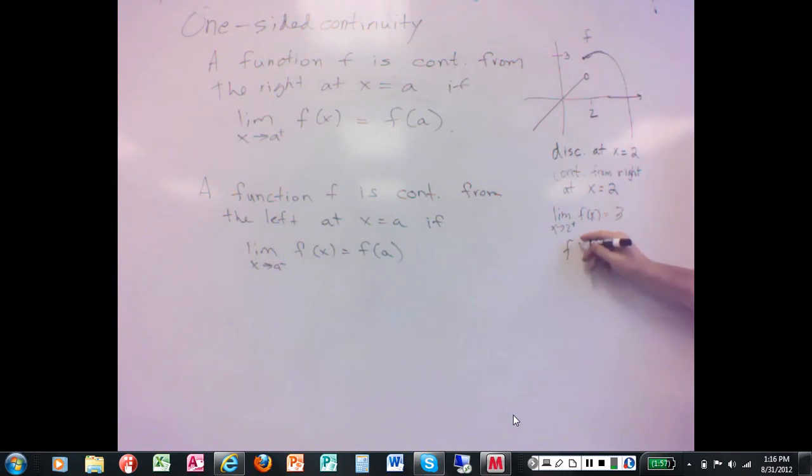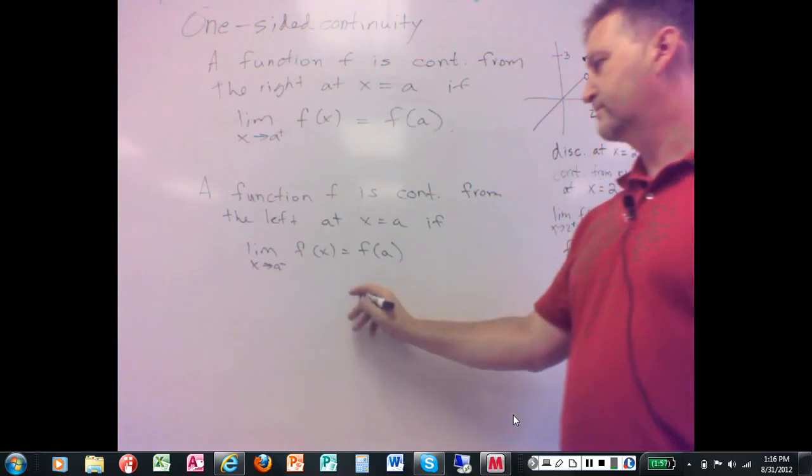Okay, what's the function value at 2? Well, the function value is 2 because of my filled in circle there. Isn't the function value at 2 also 3? So there you go. That's what we're saying. If the limit from the right equals the function value, it's continuous from the right.